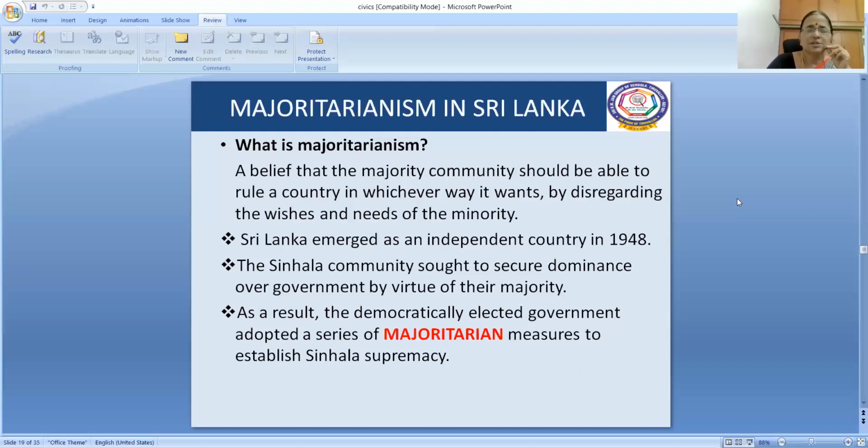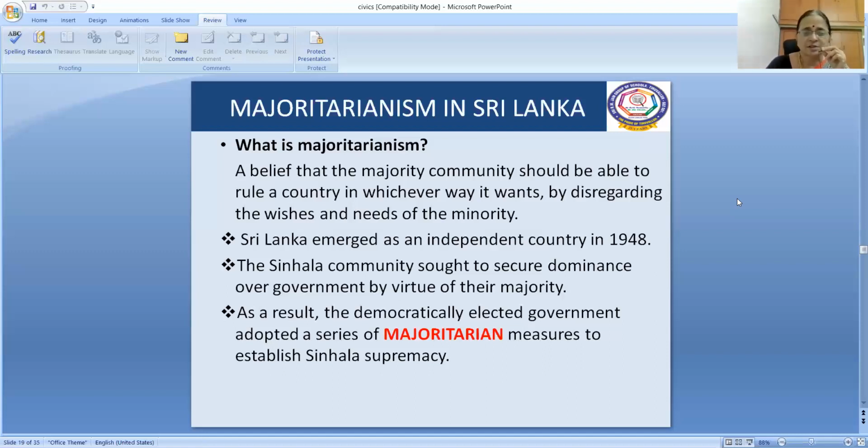Now, Sri Lanka emerged as an independent country in 1948. The language spoken by the majority Sri Lankans is Sinhala. The Sinhala community sought to secure dominance over government by virtue of their majority. So we saw in the previous session that 74% belong to the Sinhala community in Sri Lanka. Because they are in majority, they wanted to dominate the minority people in that country. Government also supported that.